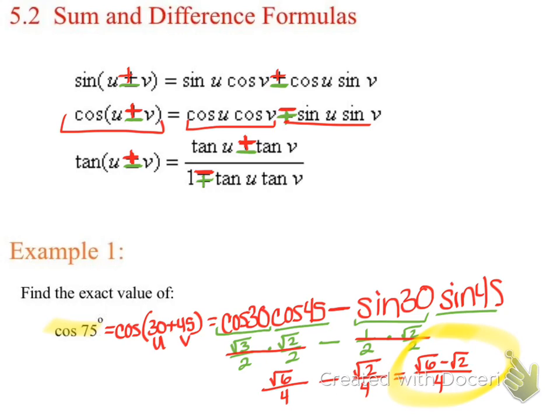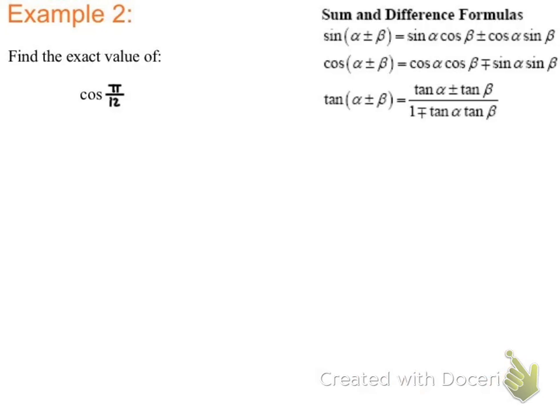Now, I could check this in my calculator, so don't be afraid to do that. I could plug in cosine of 75, and I could plug in this value and find the decimal and compare the two to see that they're actually identical.